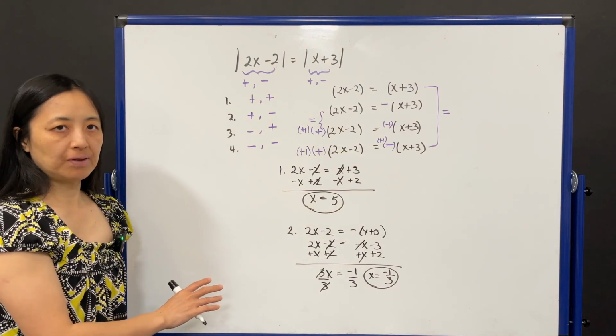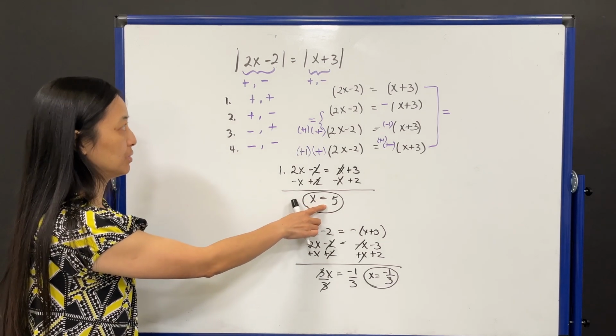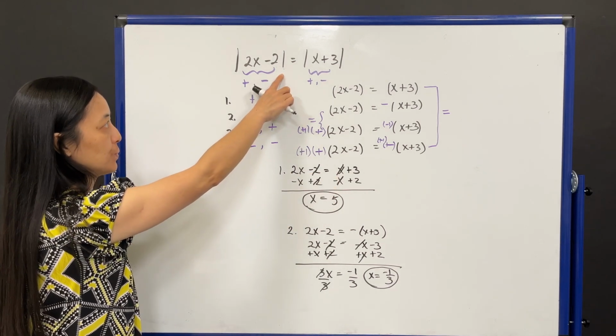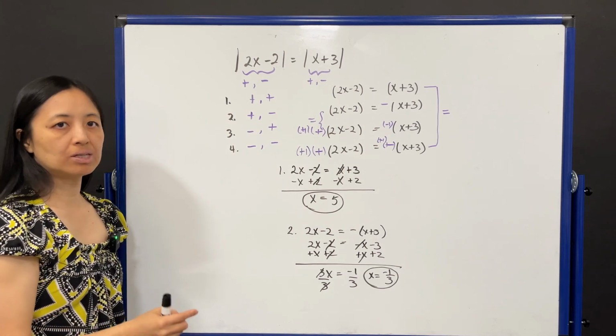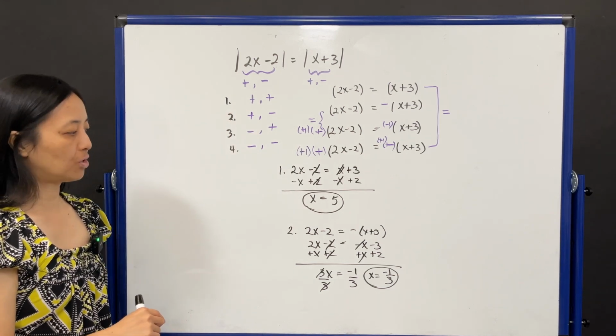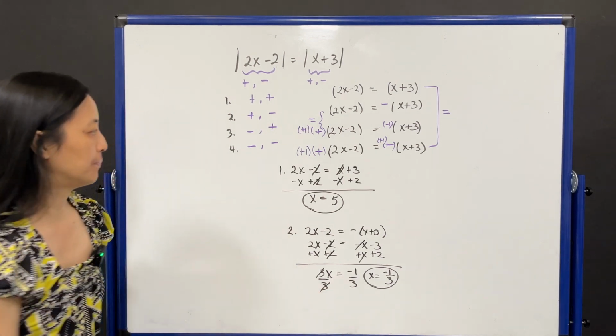When you're working with absolute value, make sure to check your answer by plugging the solution back into the original equation. We make assumptions about what the solution can be, and that can produce extraneous solutions that need to be discarded. So we're going to verify x is equal to 5 and x is equal to negative 1/3.